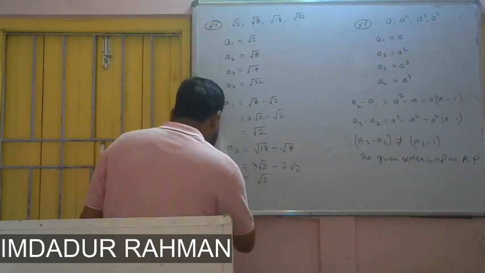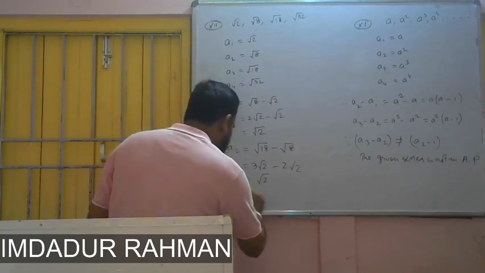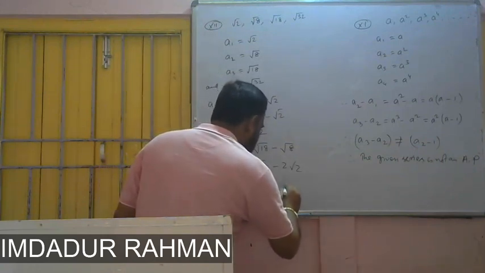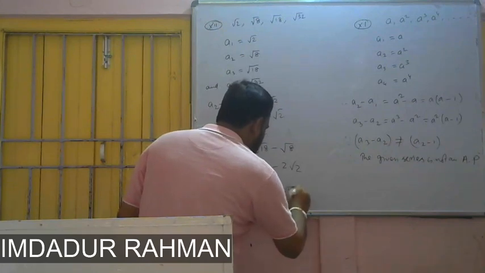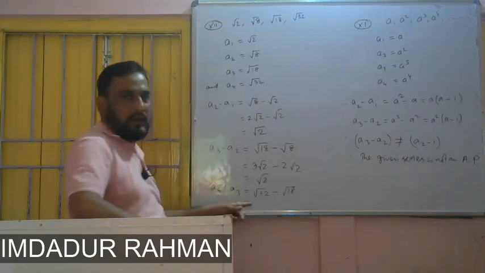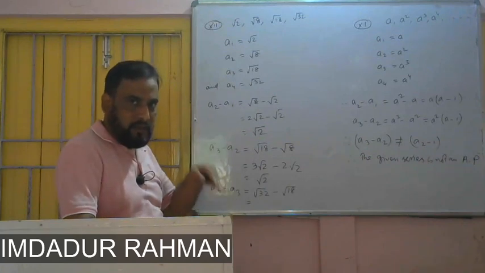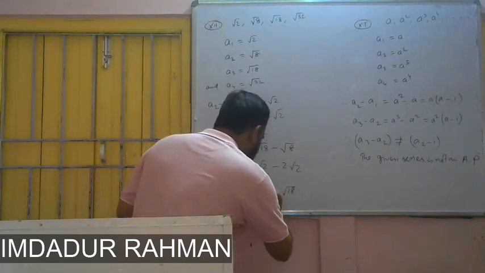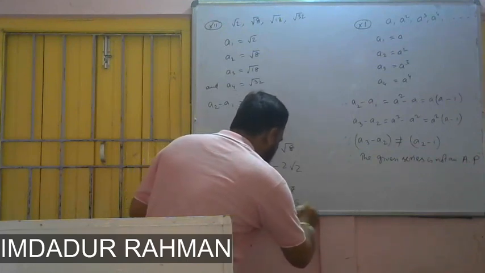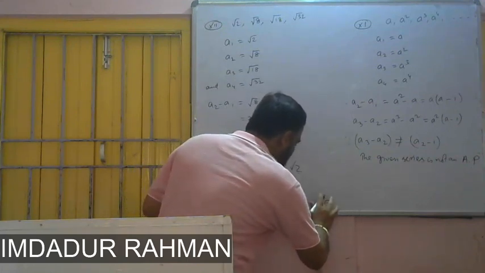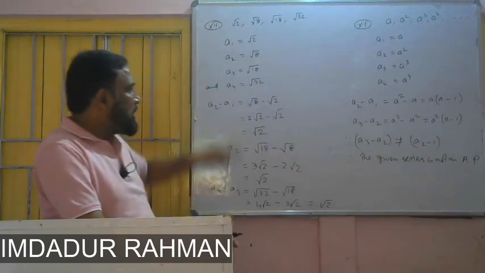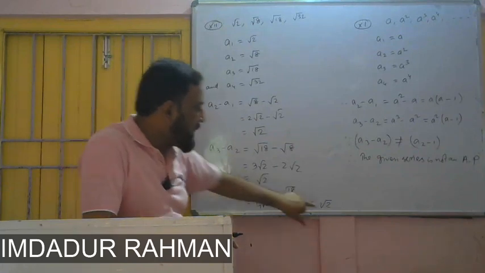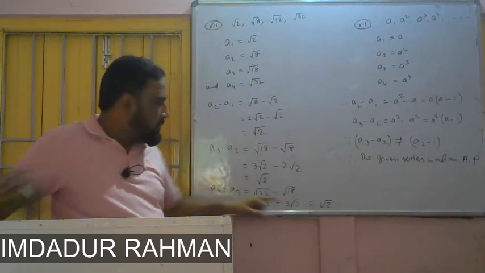Next, a4 minus a3. a4 is what? Root over 32 minus root over 18. 32 is what? 16 into 2. 16's square root is 4. 4 root 2 minus 3 root 2. That is equal to root over 2. Okay. So here we got what? Common difference is the same. Root 2 and root 2.